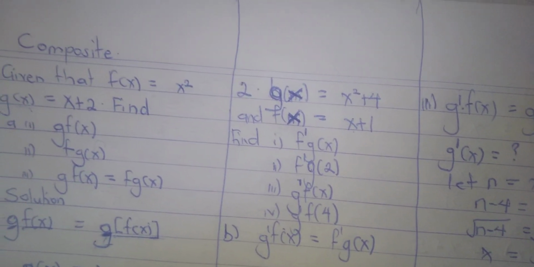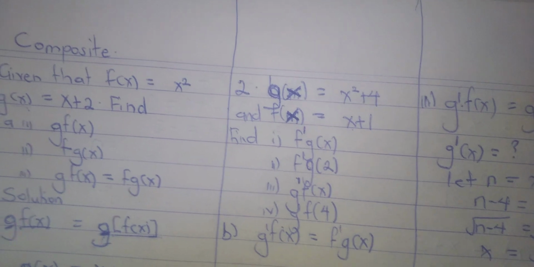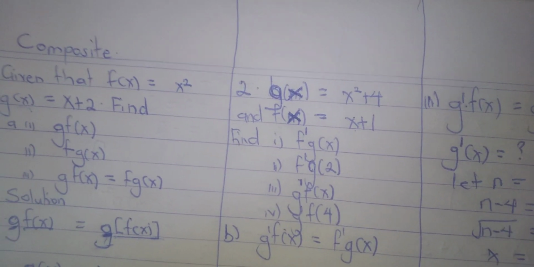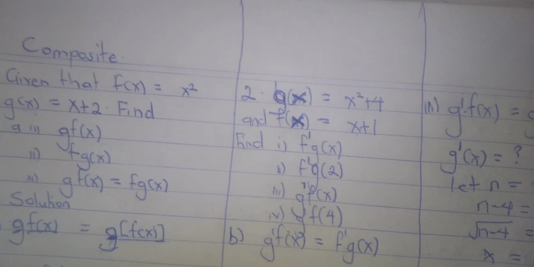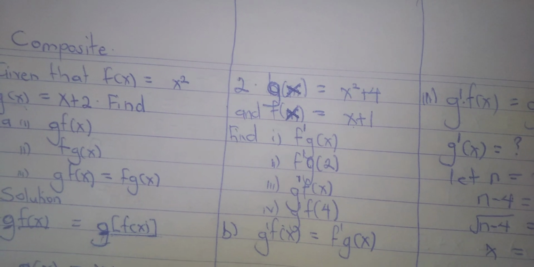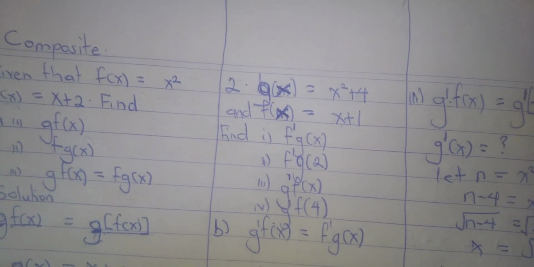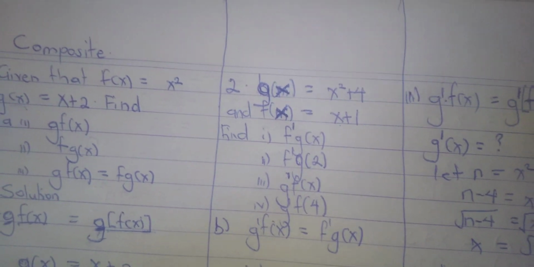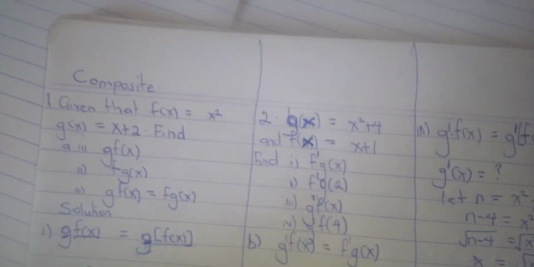So g inverse, where there is x we put the f of x. So come here, x is here, put there f of x, which is x plus 1 minus 4. Don't forget, this will give us x minus 3, a positive and negative 4 combined. So that is our g inverse f of x. We have gotten that also.